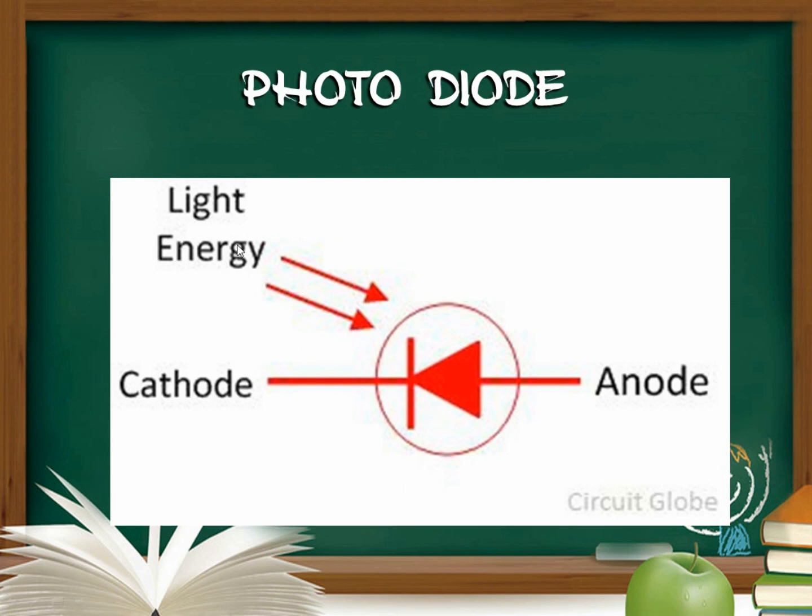That's why these arrows are like this. The arrows are entering into the diode. That means the light energy is entering into the diode.